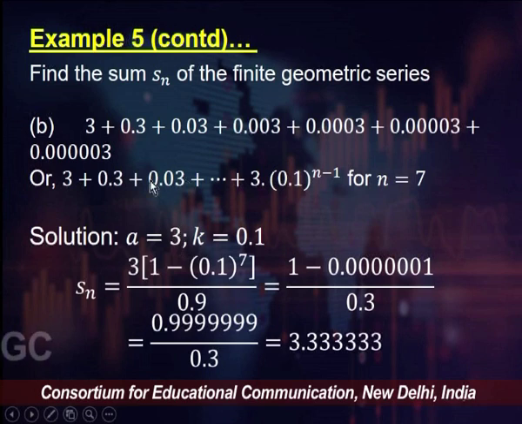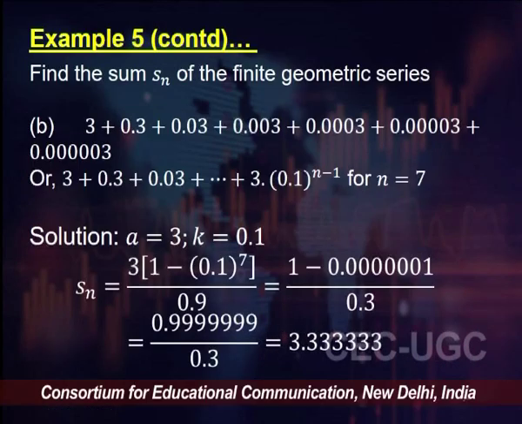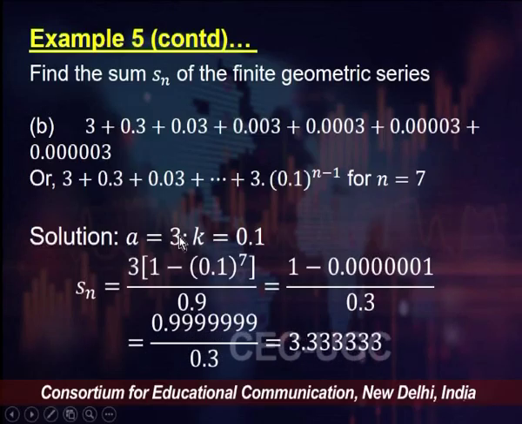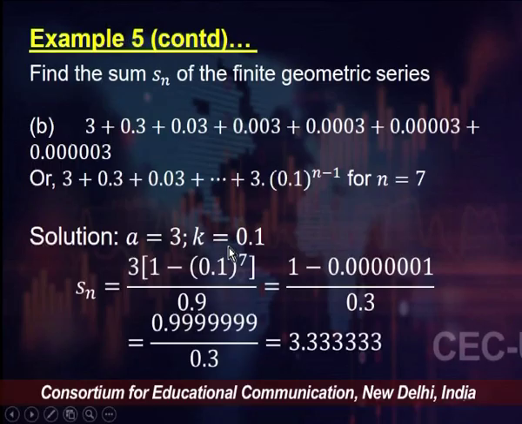But let's just use the formula that we have derived for a finite geometric series to see if we actually get this result, right? So, here in this example, our first term, by the way, the question could also be written like this, that you have the series 3 plus 0.3 plus 0.03. Instead of writing all the terms, I can go up to the general term, that is 3 times 0.1 to the power n minus 1, and then the question could ask you to do the summation for n equal to 7, right? And that is exactly what we have here. Okay. So, a is equal to 3, k, the common ratio, is 0.1.